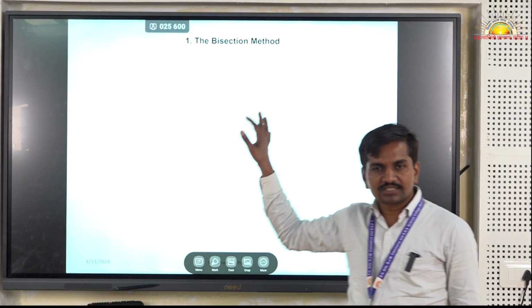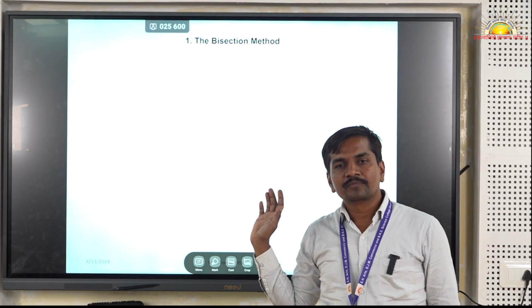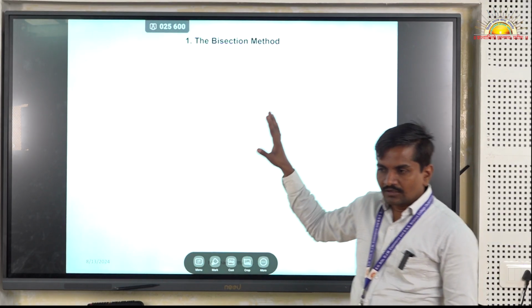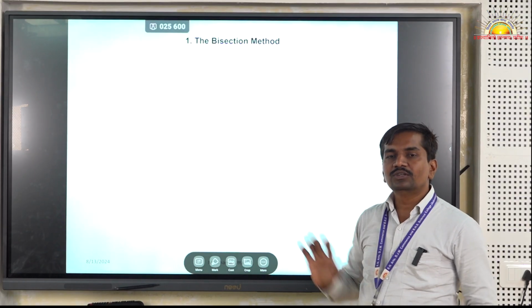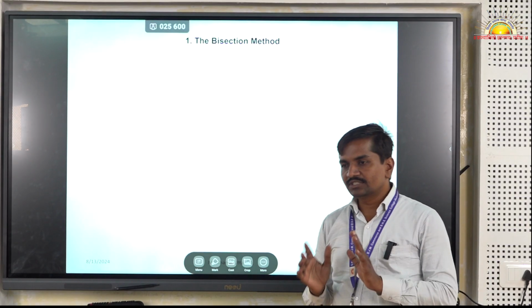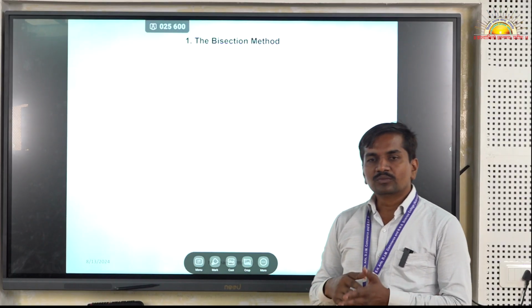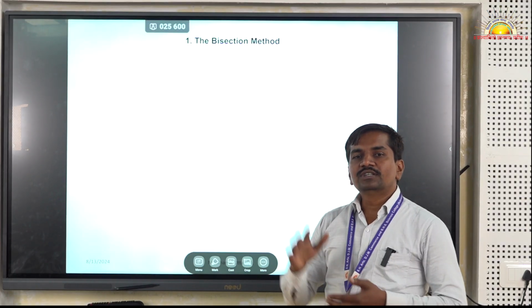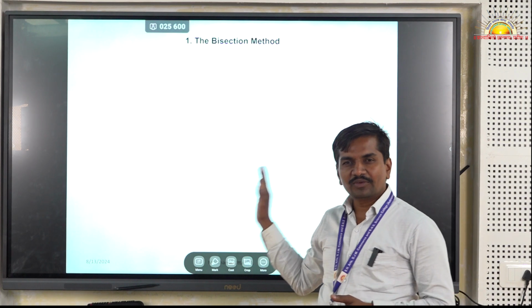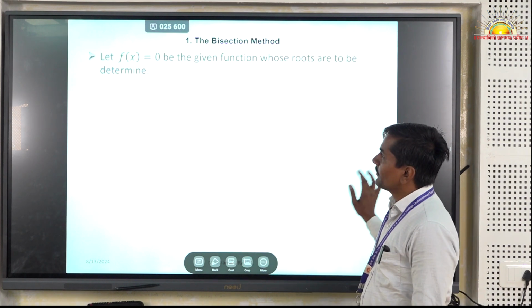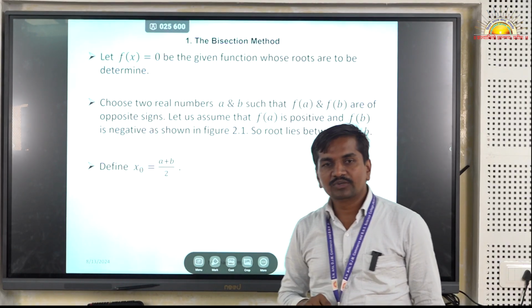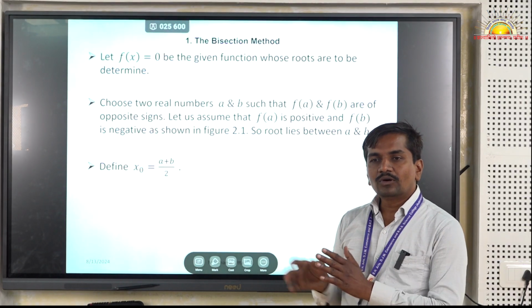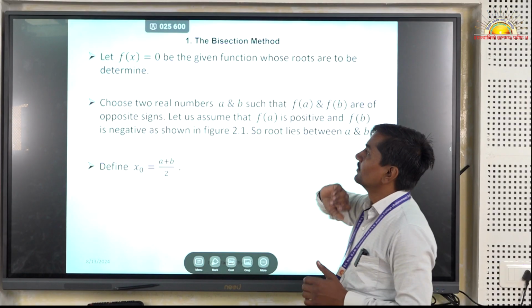Now first we discuss the bisection method. This is the fundamental and most famous method in numerical analysis, which is used to find a numerical approximation to the root of the equation f of x is equal to 0. Now how does the bisection method work? Now we discuss the algorithm, or the fundamentals, of the bisection method.